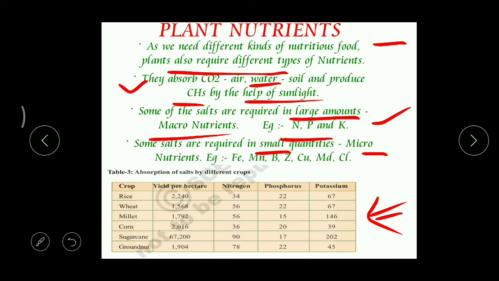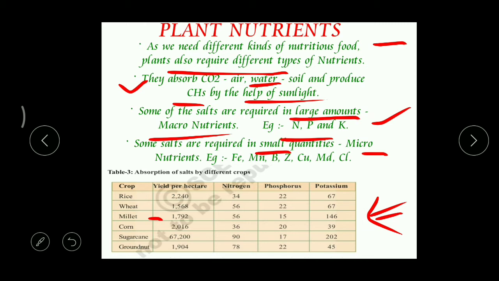Correct. In the same way, if you take millets, see this one, millets need 56% of nitrogen, then 15% of phosphorus, and 146 percent of potassium. Got it? So in this way, different types of plants utilize different quantities of nitrogen, phosphorus, and potassium.